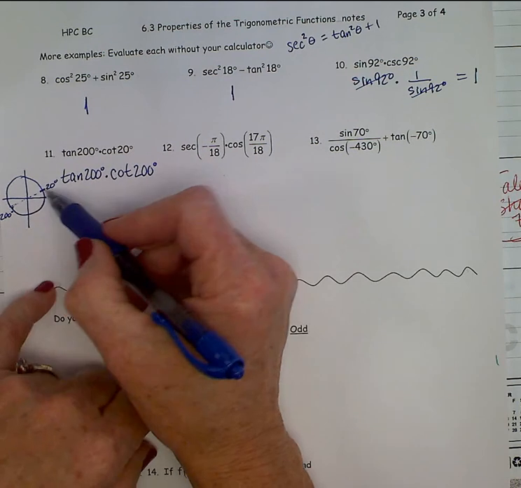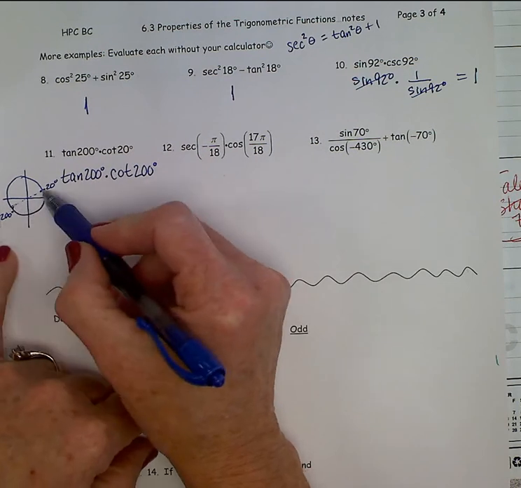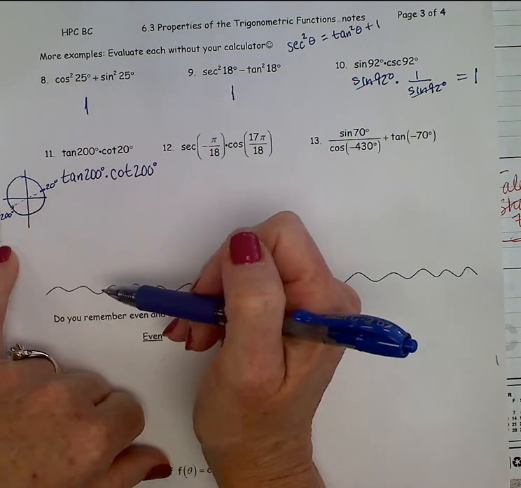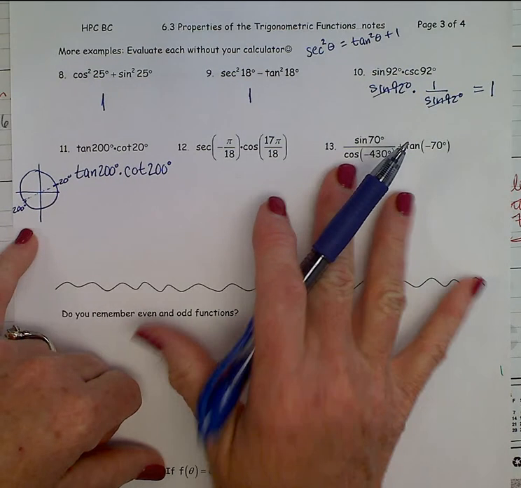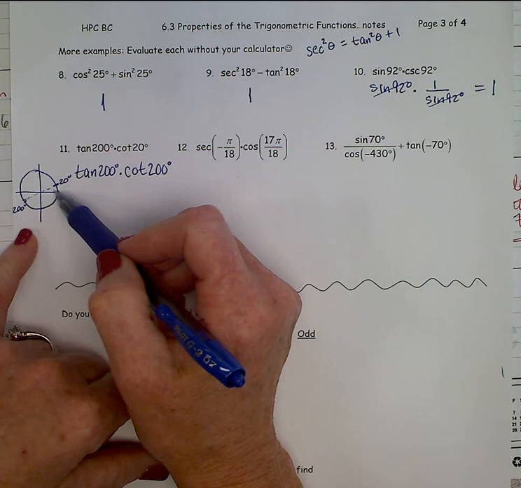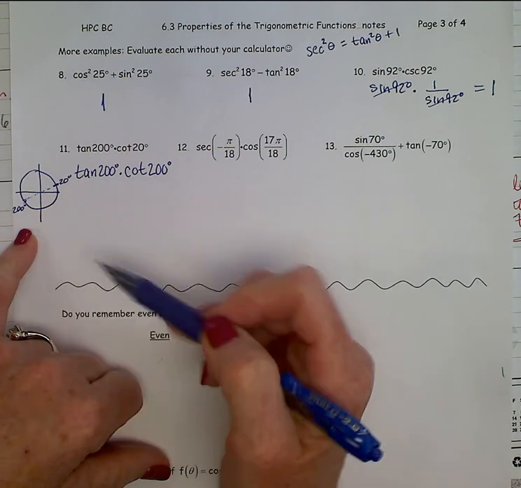Because 20 degrees and 200 are exactly halfway around, they have exactly the same cotangent value. It would not be that way for sine and cosine. It only works halfway around because cotangent repeats itself for halfway around.